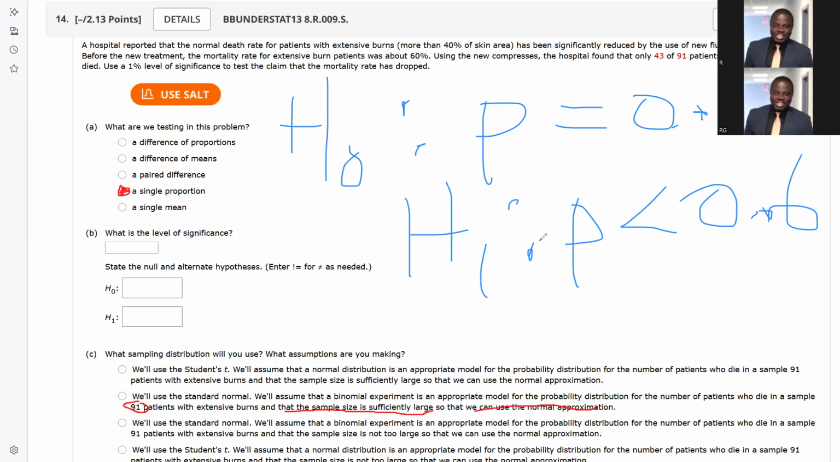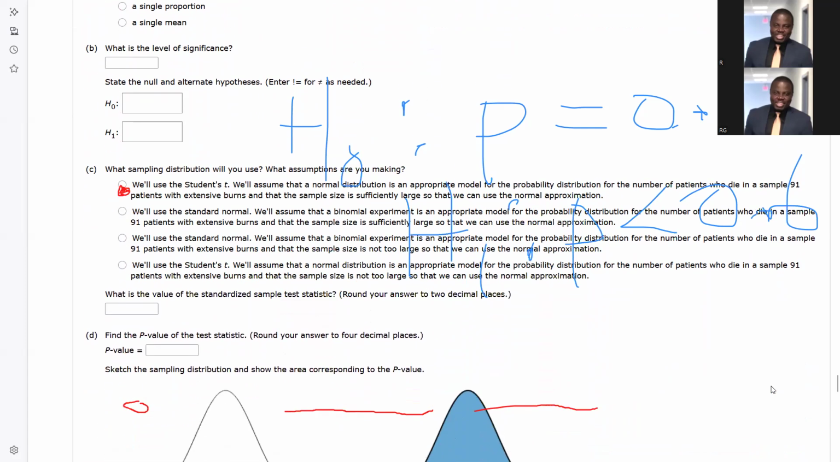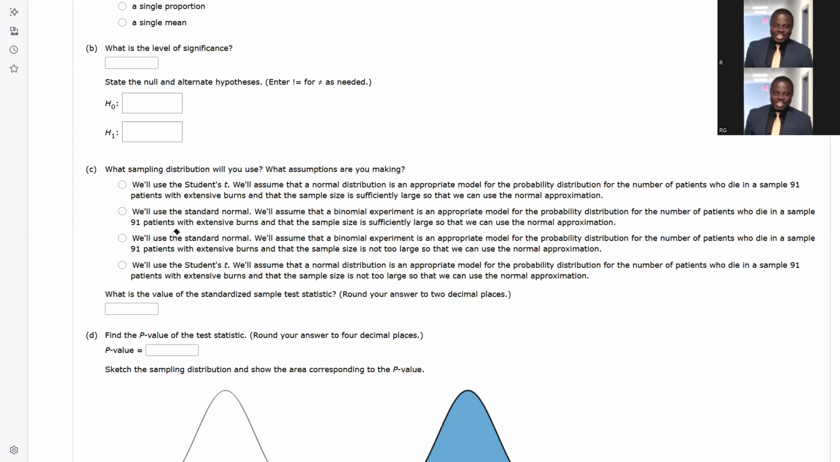All right. Now, let's go to the calculation part. Okay, I'm going to erase everything from here. All right. So, there we go. What is the value of the standardized sample test statistic? So here we are supposed to find the test statistic.